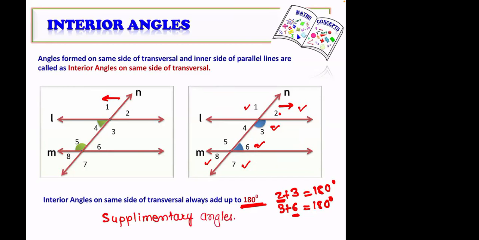When angles add up to 180 degrees, they are called supplementary angles. If you get a question like, find the supplementary angle of 40 degrees, it means find another angle from a pair of angles so that they add up to 180 degrees. So the supplementary angle of 40 degrees would be 140, so that 140 plus 40 will be 180.